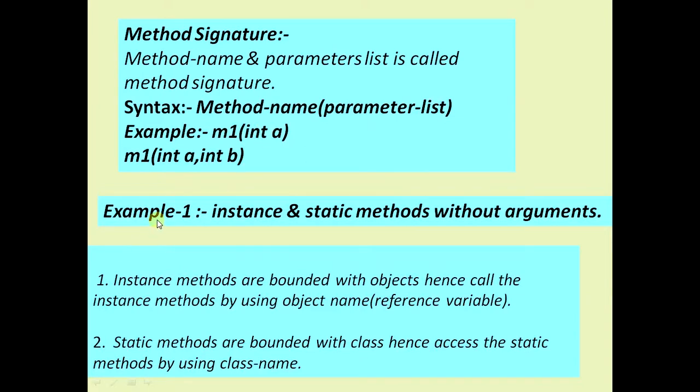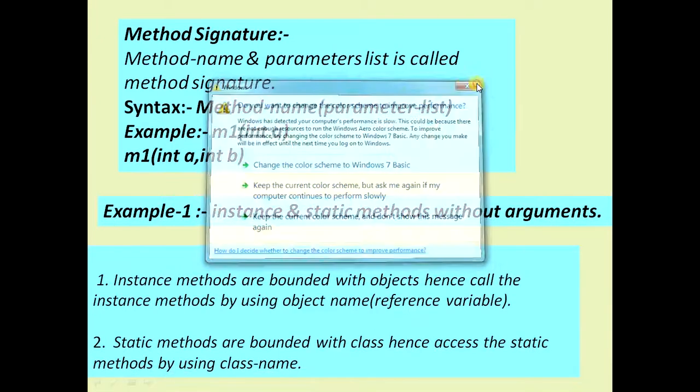See example 1: instance and static methods without arguments. We have already discussed these in the last session. Instance methods are bound to objects, hence call instance methods by using the object name, that is, the reference variable. Static methods are bound to the class, hence access class static methods by using the class name. Let's see the example.